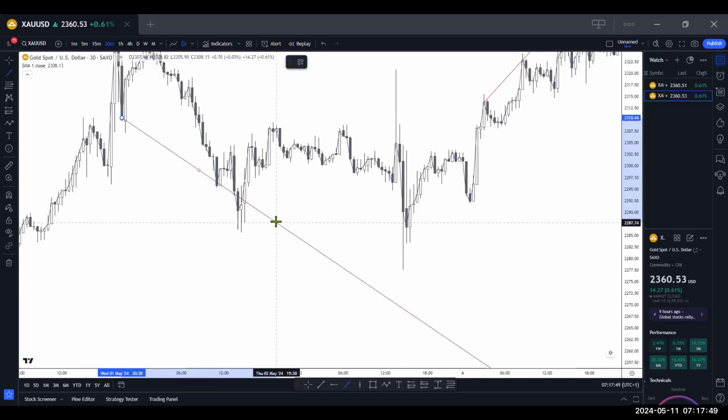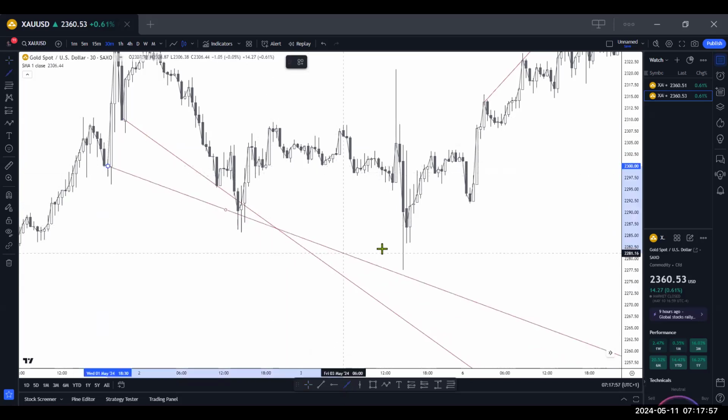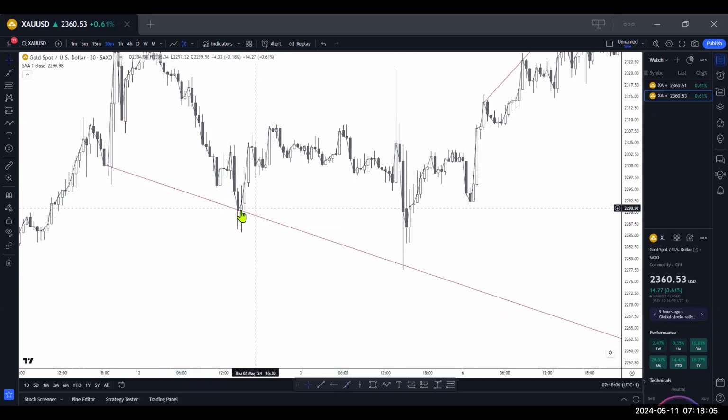Another one. First touch, second touch. Entry. Good or bad? Another one. First touch, second touch. This is the first touch. This is our second touch. This is entry. So let's look for continuations now.